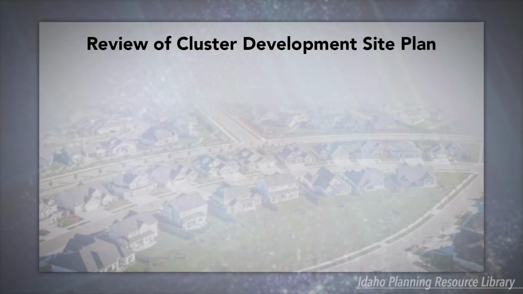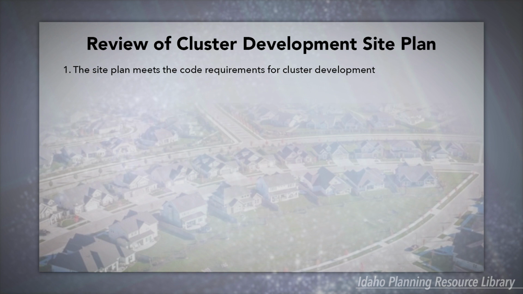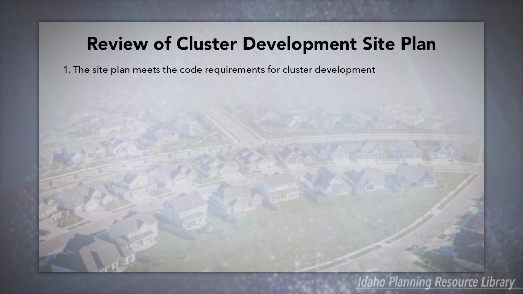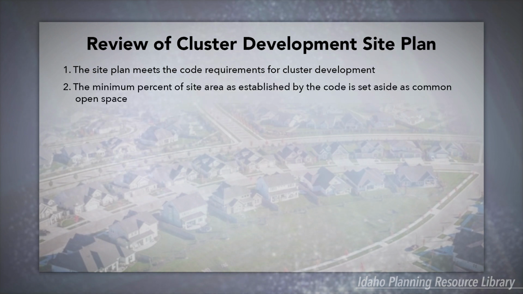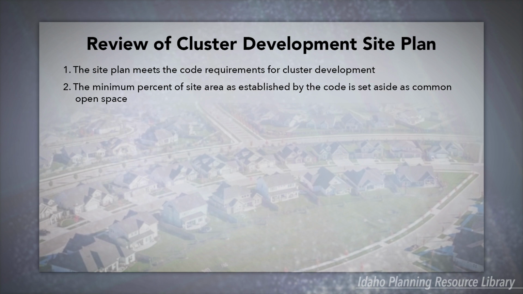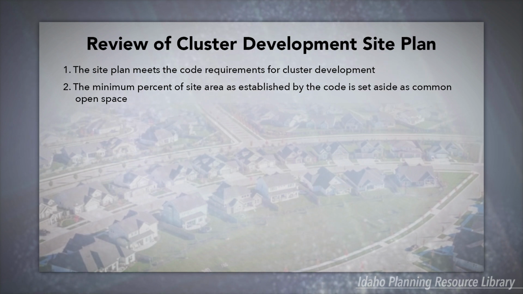Some suggestions are: the site plan meets the code requirements for cluster development. Buildings are adequately grouped so that the minimum percent of site area as established by the code is set aside as common open space. For example, 15% of the site area must be open space. To the greatest degree practicable, common open space shall be designated as a single block and not divided into unconnected small parcels located in various parts of the development.